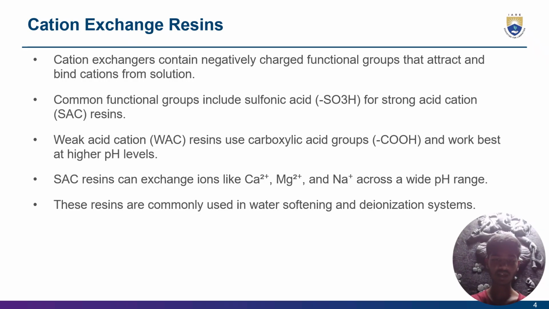COOH groups are present in the cation exchange resins at higher pH levels. SAC means strong acid cation. These resins can exchange ions like Ca2+, Mg2+, and Na+ across a wide pH range. These resins are commonly used in water softening and deionization systems.